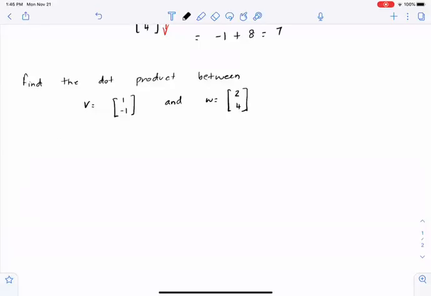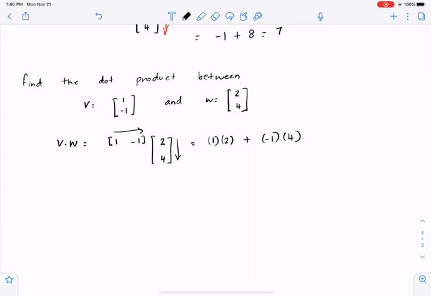So I want to find V dot W. The first one I flip. The second, I write it that way. So 1 times 2 plus negative 1 times 4. 2 minus 4, we get minus 2.